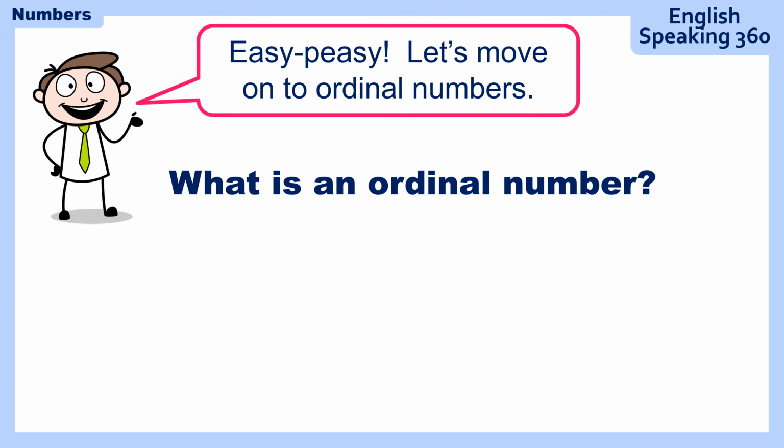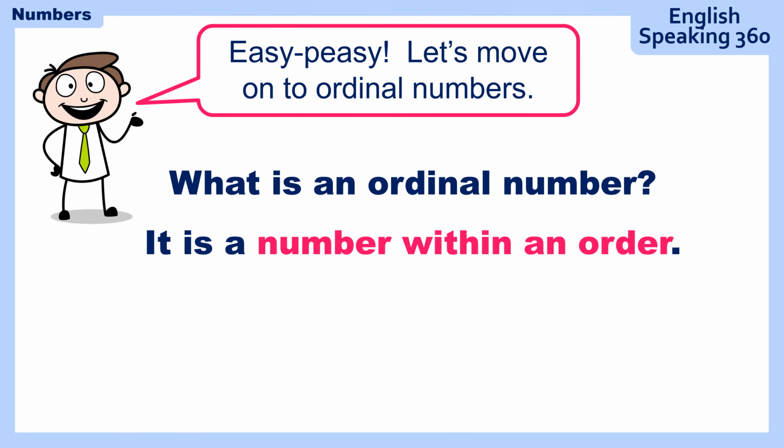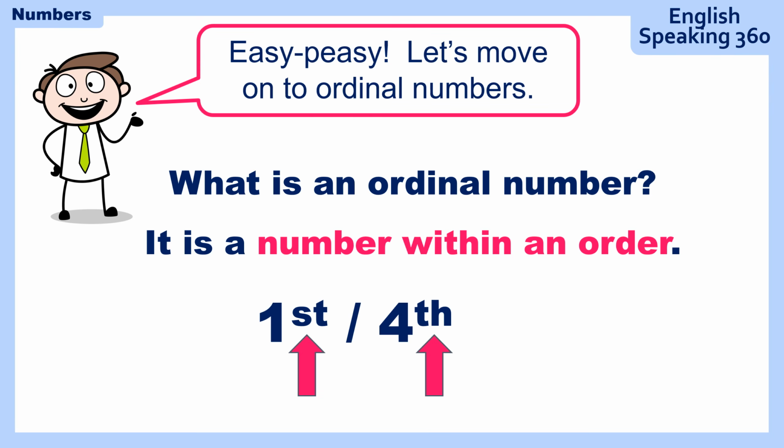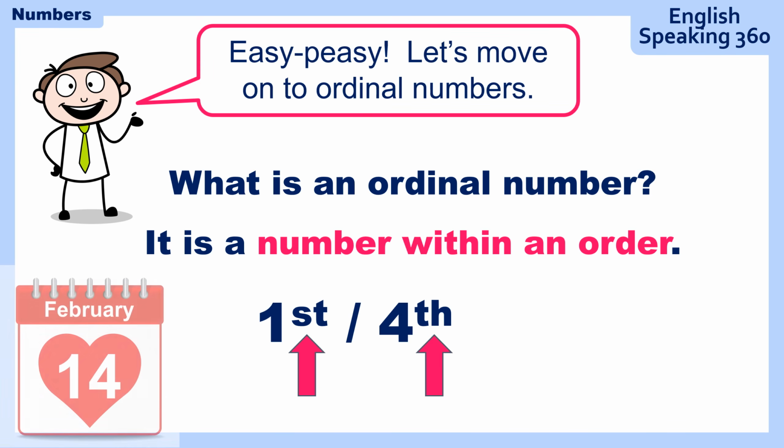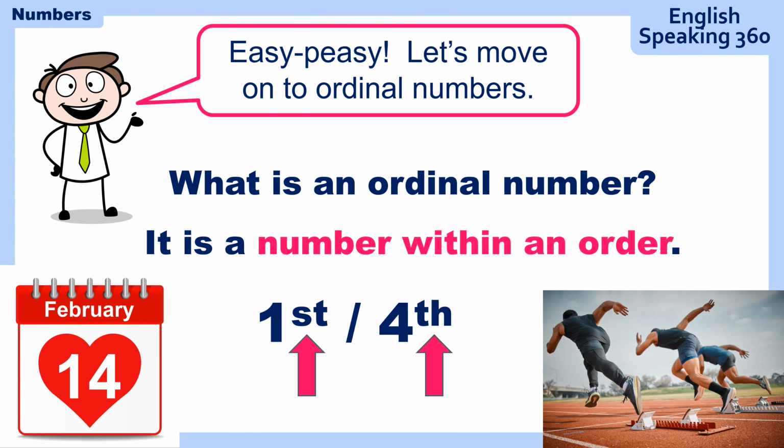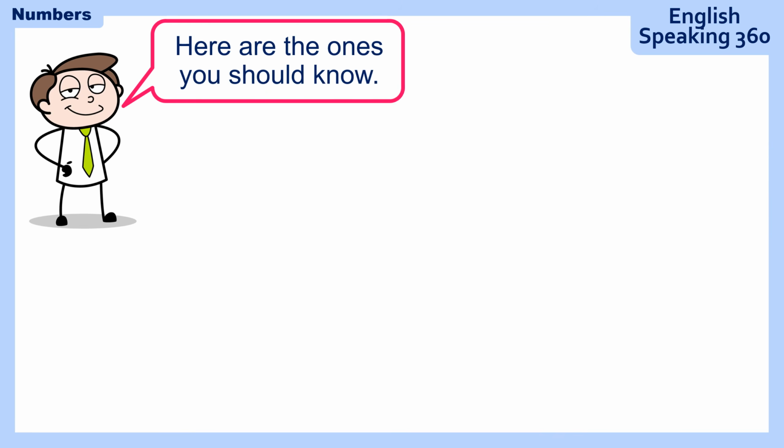What is an ordinal number? It's a number within an order. For example, first and fourth. You've seen these numbers before with the small letters at a higher level right behind each number. We use these numbers when we talk about dates and when we talk about sports very often. Here are the ones that you should know.